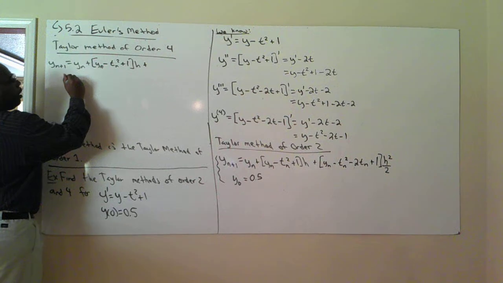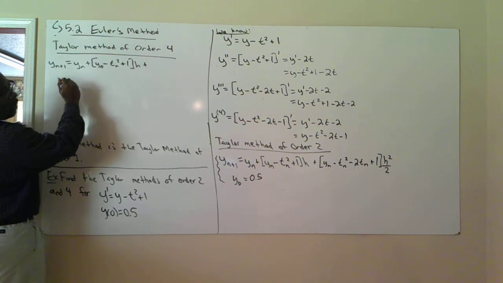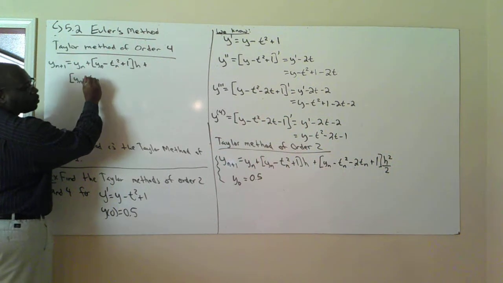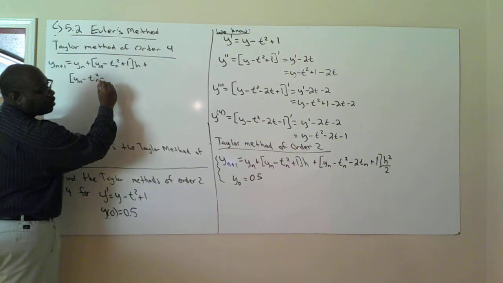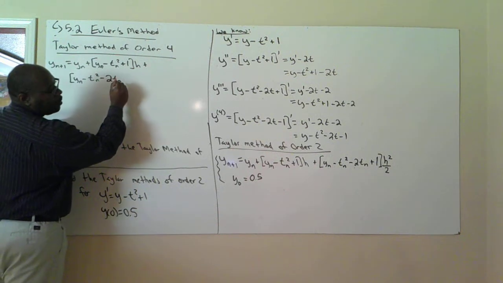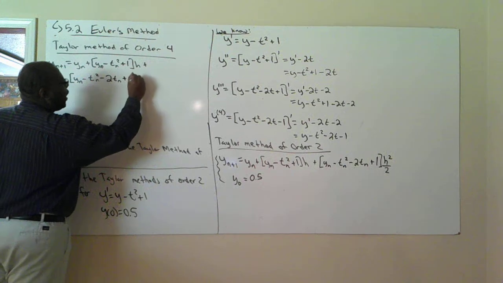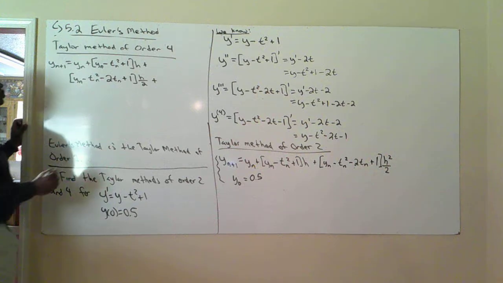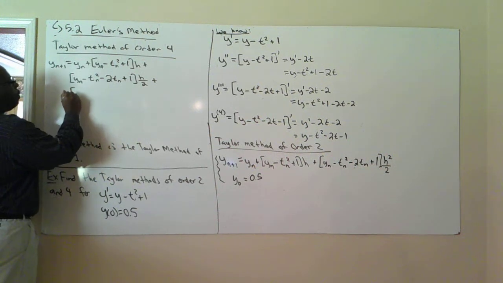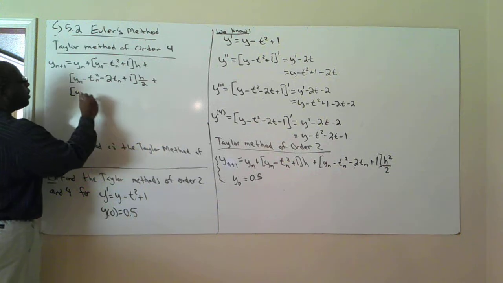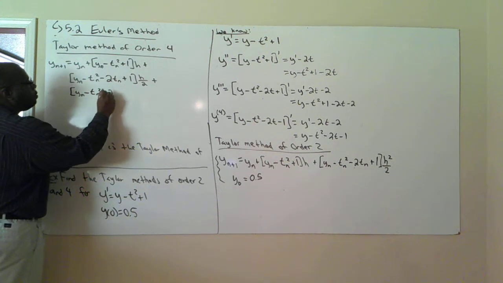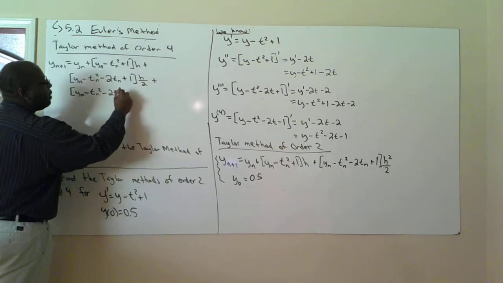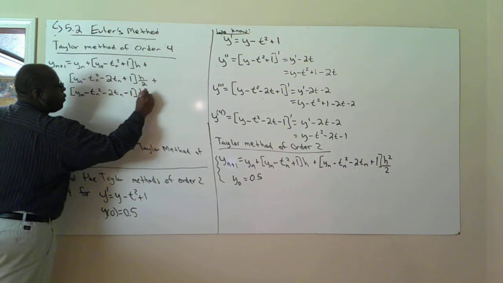Plus, what do we have for our next line? Y sub n minus t sub n squared minus 2 t sub n plus 1, h squared over 2 factorial, plus. Now let's go to the third derivative, which will be y sub n minus t sub n squared minus 2 t sub n minus 1 this time, h cubed over 3 factorial, right?